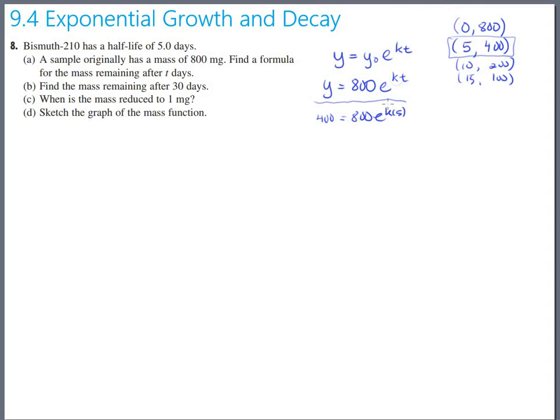And we can solve this for k. So start by dividing both sides by 800. And take the natural log of both sides. And we know natural log cancels e, so this will just become k times 5. Divide both sides by 5.